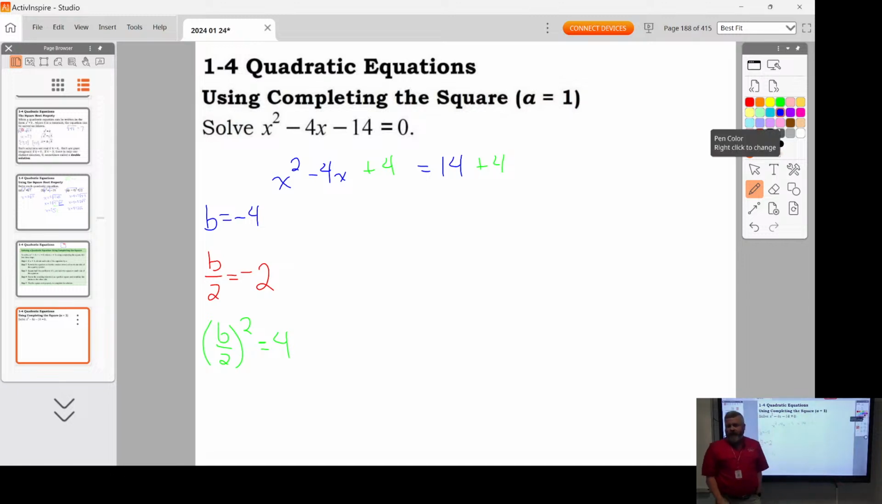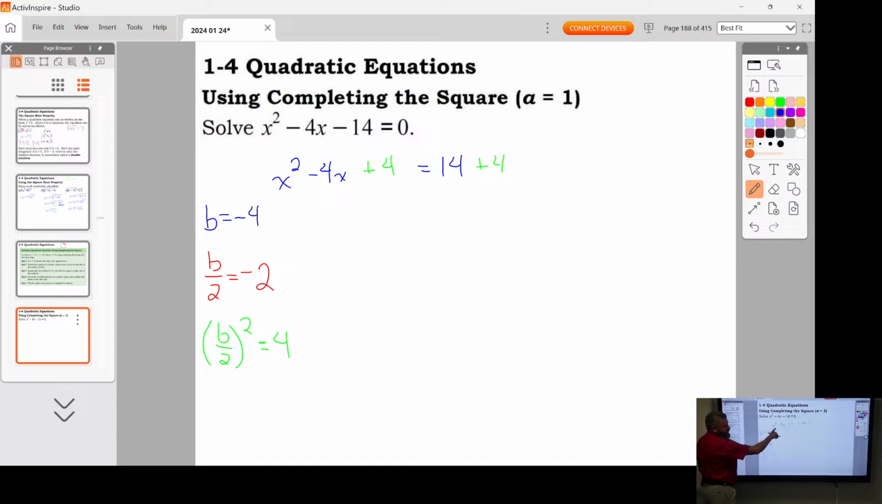Any questions so far? Completing the square is a step-by-step process. We always do the exact same thing all the way through. Sometimes it gets complicated or a little hairy looking. Okay, it's not difficult though.